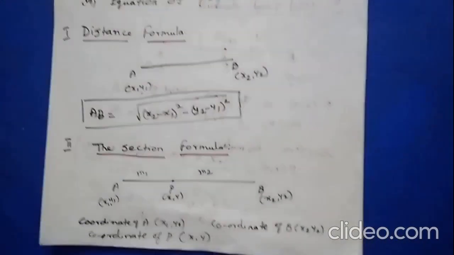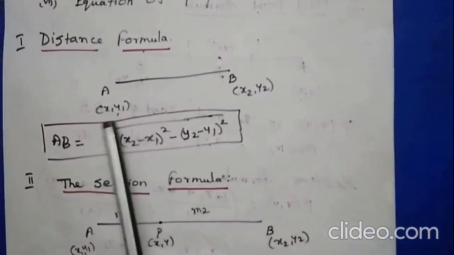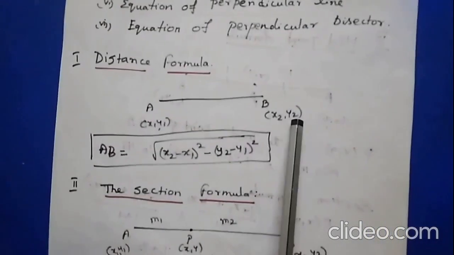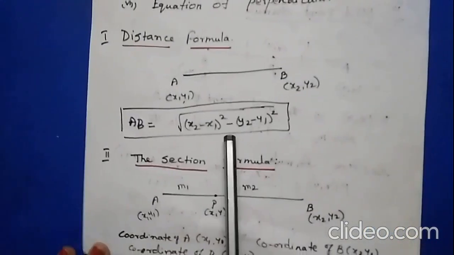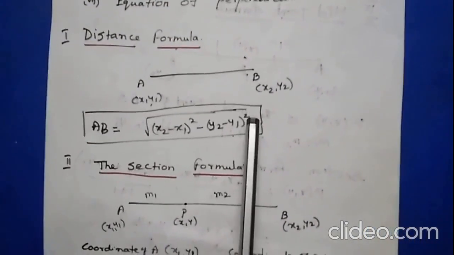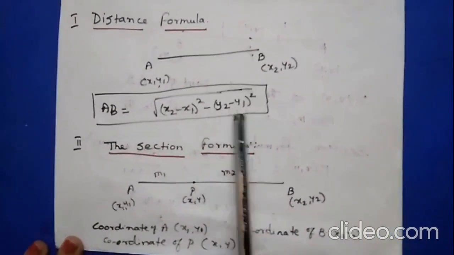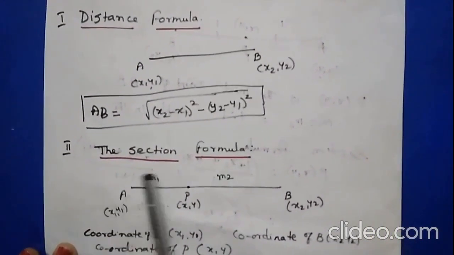Yes, first one, the distance formula. Already you learned this in your 9th standard. The coordinate point of A is x1, y1 and of B is x2, y2. The distance AB is the root of (x2 minus x1) whole square plus (y2 minus y1) whole square. You have to remember this and use it to find the distance. Now the next formula is the section formula.